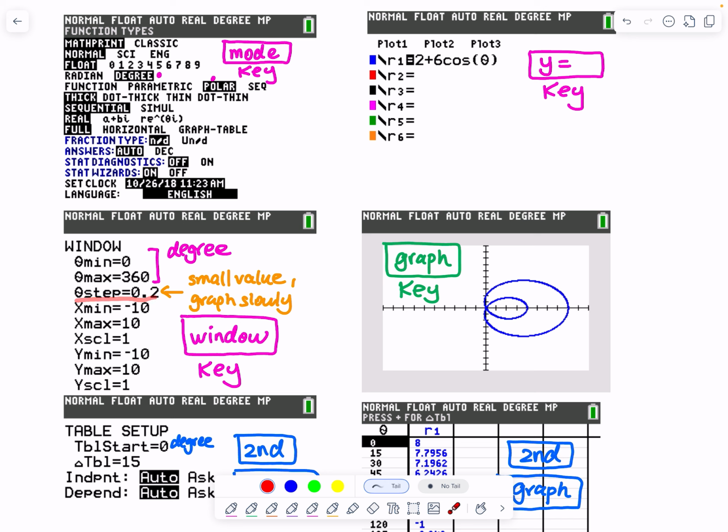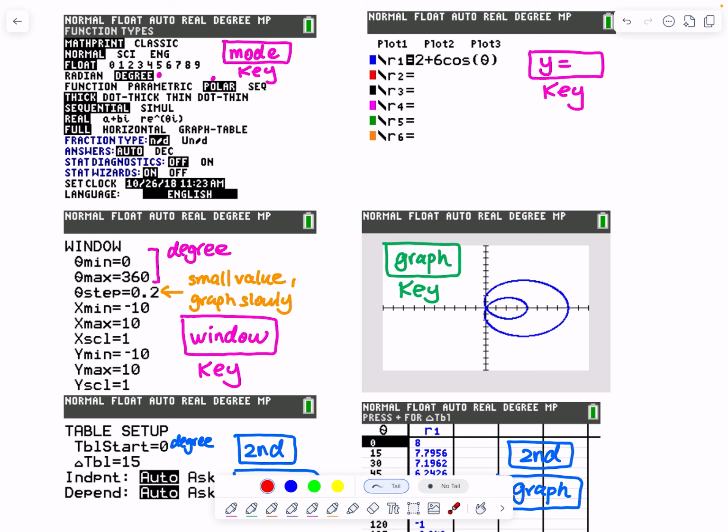And then the theta step. If you want the calculator to trace the graph very slowly, I recommend you use a small number like 0.2 or 0.1. The smaller the number you use, the slower it will trace the graph. This is from 0 to 360 degrees. You want to go 0.2 degrees at a time. If you do 0.1, then you want the calculator to graph 0.1 degrees at a time.